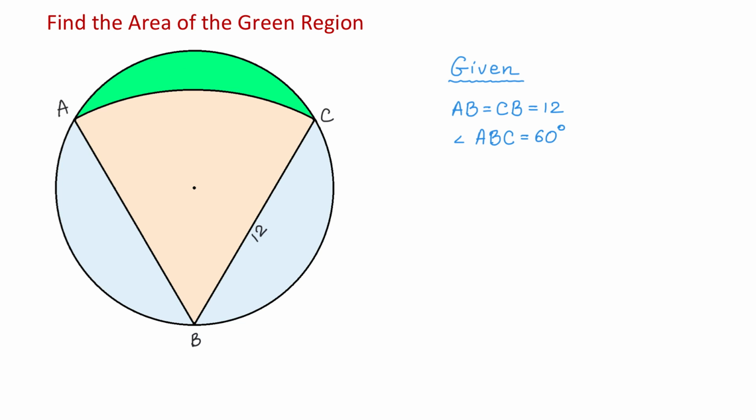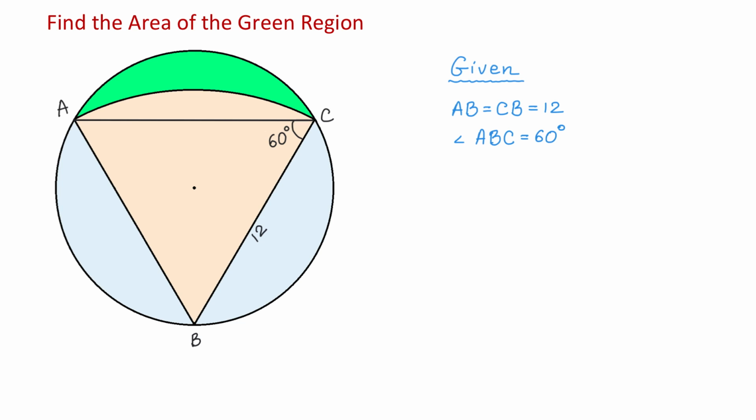We will start this problem by connecting the points A and C. Now we have a triangle formed, and this triangle is equilateral. This is because if the sides AB and CB are equal, then their opposite angles are also equal. And if this angle is 60 degrees, then each of these angles will also be 60 degrees.